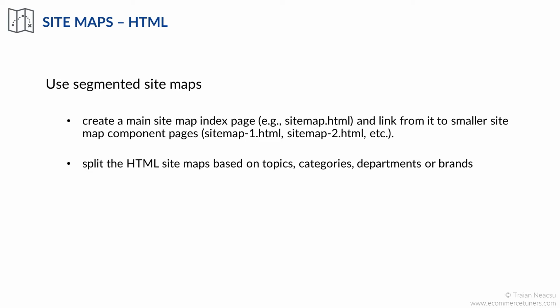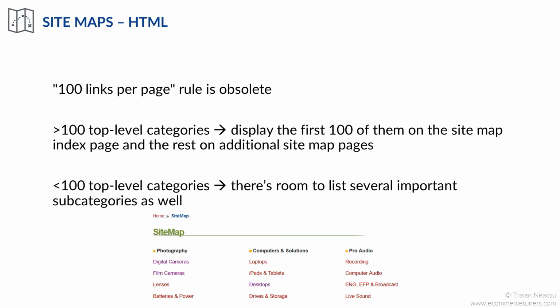The way you split the pages depends on the number of categories, subcategories, and products in your catalog. You can use the 100 links per page rule as a guideline, but don't get stuck on this number, especially if your website has good authority. If you have more than 100 top-level categories, you should display the first 100 of them on the sitemap index page and the rest on additional sitemap pages. You can allow users and search engines to navigate the sitemap using previous and next links.